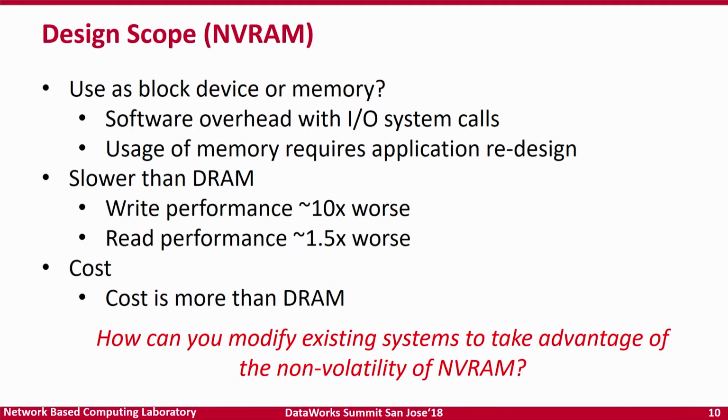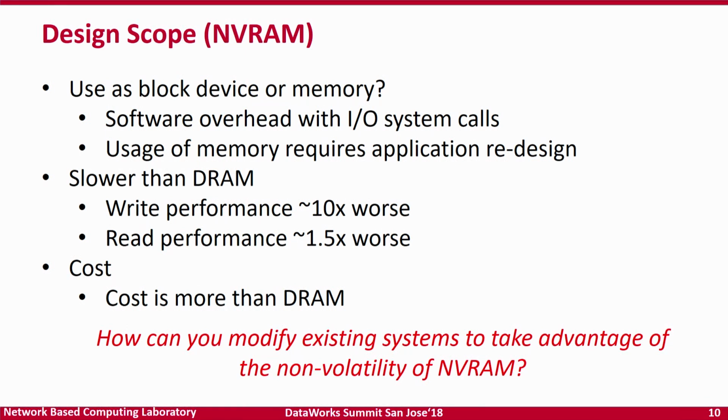So we have this new technology. What is the design scope with this new technology? As I said, you can use NVRAM as a block device or memory. With the block device model, you have certain software overheads that exist with IO system calls. You can also use the memory APIs to access NVM, but this requires an application redesign. Similarly, in terms of performance, the general estimation is that write performance of NVM is about 10x worse, and read performance is 1.5x worse.